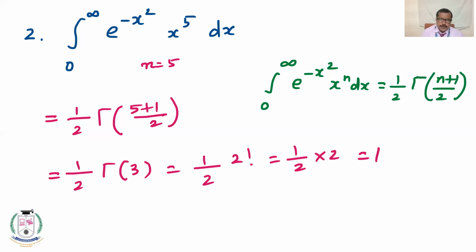If you substitute n as 5, you will get gamma of (5 plus 1) by 2, which is gamma of 3. Gamma of 3 is 2 factorial. 2 and 2 will get cancelled. We'll get 1 as the answer. It is just a continuation of what we discussed as the first question. A different value of n, we substitute and get its value.